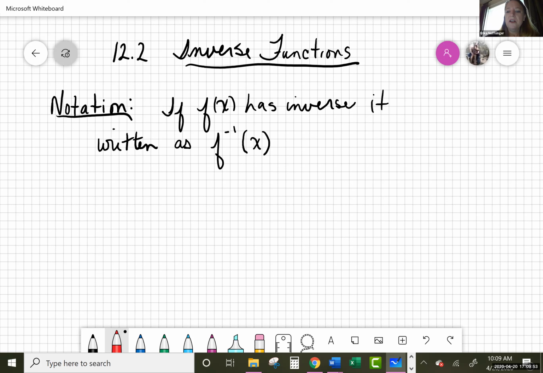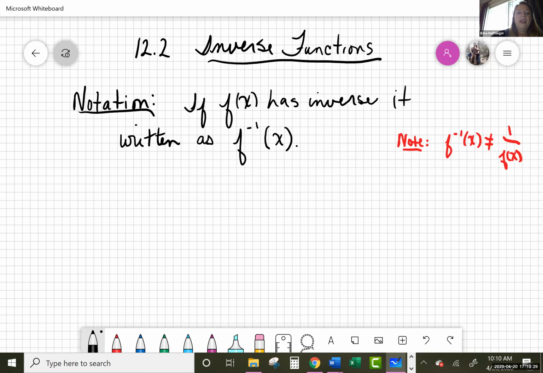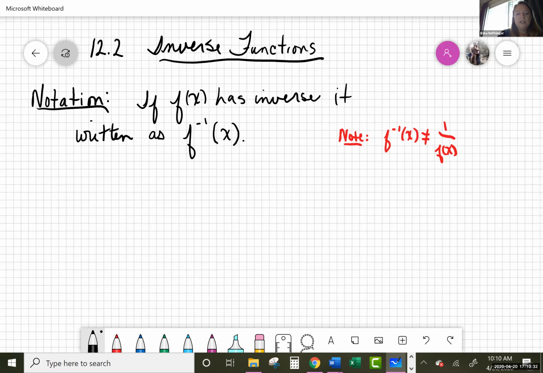Okay, so just be careful. This notation where it looks like a -1 exponent does not mean 1 over f of x. So it's not like the same notation where we had exponents with negative exponents. It changed the position if it was in the numerator down to the denominator. That's not what this is saying. It's just notation saying this is the inverse, representing the inverse function of f of x. So this is how you would write the inverse function.